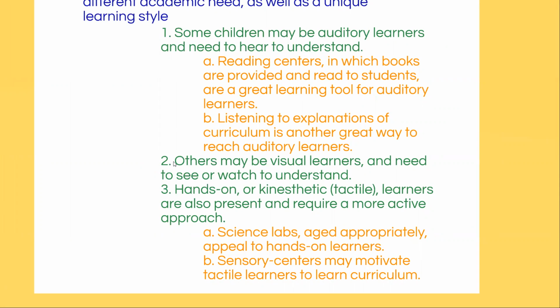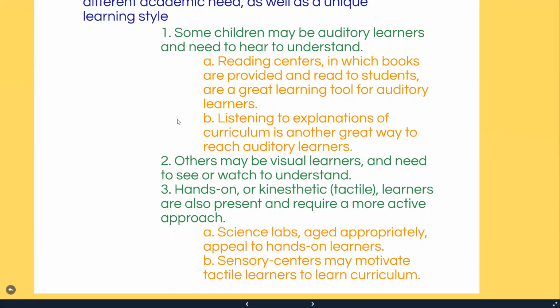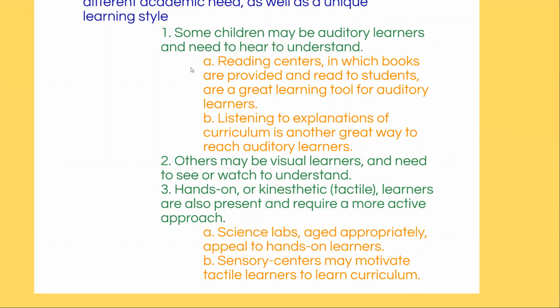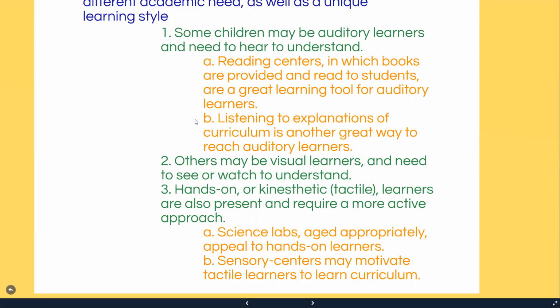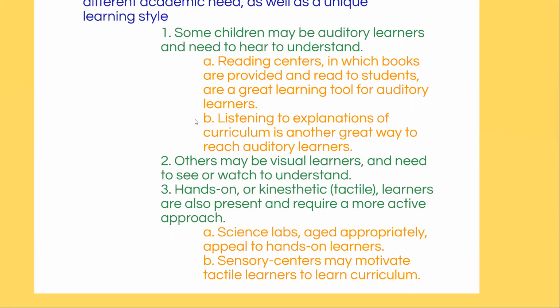And so we left off with the auditory, visual, and kinesthetic learners in our reasons and examples. So now we're moving into that supporting details and evidence, starting at number 1, level A here. Reading centers in which books are provided and read to students are a great learning tool for auditory learners. B, listening to explanations of curriculum is another great way to reach auditory learners. So we're talking about reaching those auditory learners underneath that specific reason and example.